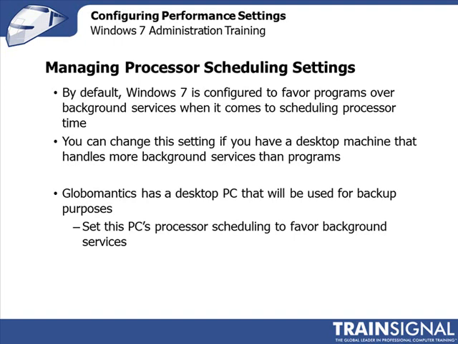If you have a Windows 7 machine that's fulfilling a particular role, however, that may not be as user-related, you can actually change this broad processor scheduling mechanism to favor background services. In fact, Global Mantix has just a situation where they need to do this. There's a PC that's going to run backup software most of the time in the background. We're going to set this PC's processor scheduling to favor background services over applications so that the background backup software runs a little bit better than it would otherwise.